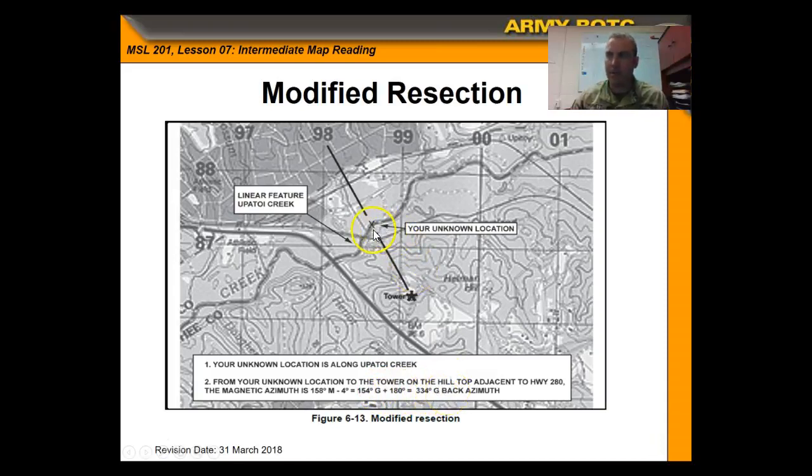So if you're along a creek or a road or something like that, it's a little bit easier to do it this way because you have a better point of reference along some kind of a linear feature than you would if you're just in the middle of the woods or on a hill or something like that. So it's a faster way to do it. It may not be 100% within 1 meter accuracy, but it will get you close enough to take care of what you need to do.